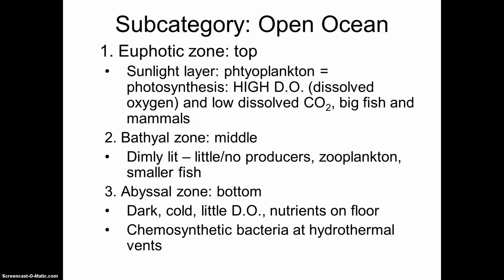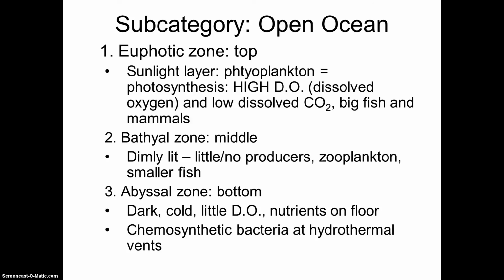So the euphotic zone is the one on top. This is where we have lots of sunlight. The phytoplankton gives us a ton of photosynthesis. So we have a high DO, which is dissolved oxygen, and there's very low carbon dioxide. Here we have lots of big fish. That's where our mammals live, so the whales, sea lions. We also see some turtles will come up here and live. It's very, very important to us. This is where most of the biodiversity happens.